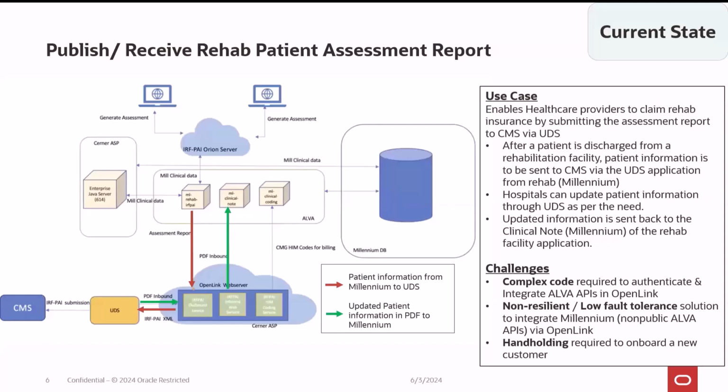And the whole solution currently was implemented with the legacy application called OpenLink, and it has many challenges. One of them is the code that they have written to authenticate Alvai APIs is very complex and fragile, and the maintenance cost is very high. And the whole solution is non-resilient and has low fault tolerance. So let us see how we have solved these problems in the latest solution, which is using the Oracle integration.